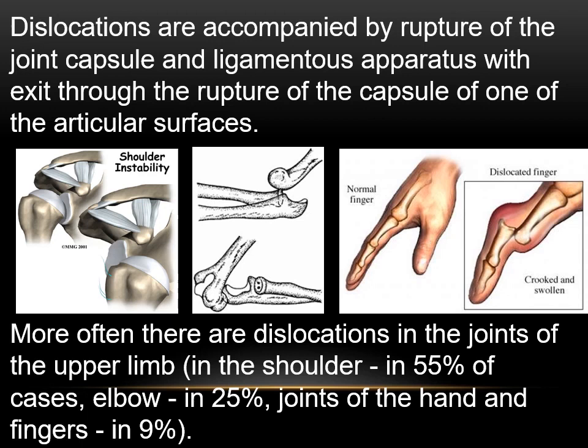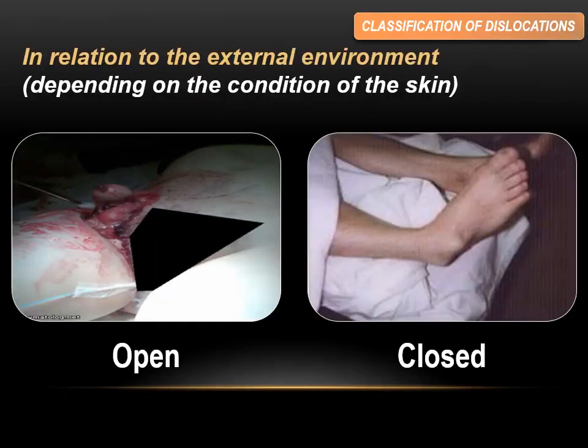Dislocations in the upper limb are more often observed. More than half of all dislocations of our body occur at the shoulder joint. That's 55%. A quarter of dislocations are dislocations in the area of the elbow joint. Now we will talk about the correct names of dislocations on the following slides, but for now we are taking into account the anatomical location of the pathology. The joints of the hand are 9%. The rest, of course, falls on other joints, on the lower limb, and so on.